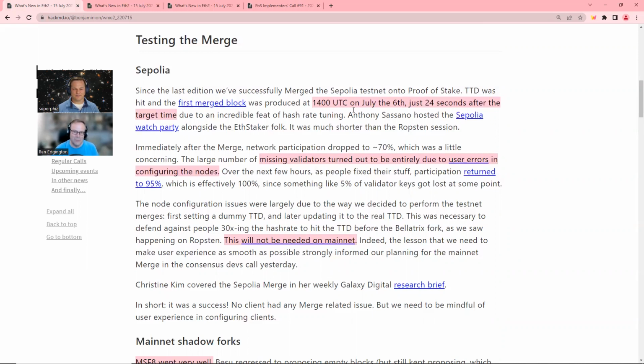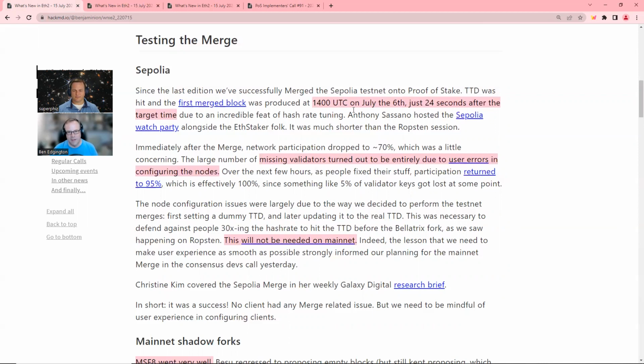In this case, we saw on Sepolia, network participation dropped to about 70%. So 5% of the network was offline. Well, there weren't any validators. The keys had been generated, but they've been lost on the way. I don't know what the story is there, but 95% participation was the maximum we could expect. So about 25% of the network did not make it through the merge event. So participation dropped to about 70%.